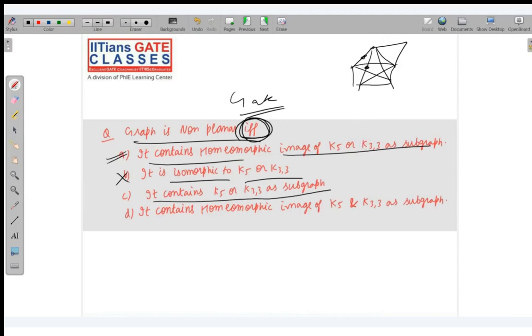For example, I introduce a vertex here, here, and here. So there is no subgraph. K33 or K5 is not a subgraph of this graph, but still it is non-planar. Why? Because of homomorphism. So this is correct. That's what is correct, so C is wrong. It contains a homomorphic image of K5 and K33 as a subgraph.